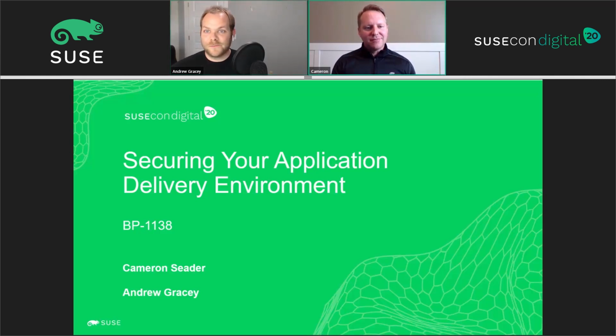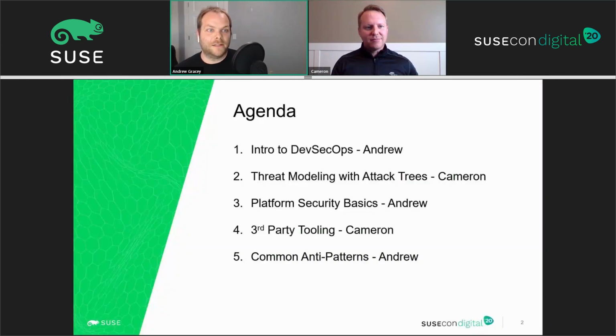So the first thing that we're going to talk about is an intro to DevSecOps, then go through threat modeling and attack trees. Then we're going to talk about some platform security basics, some third-party tooling, and some common ANSI patterns. What you need to know for security is huge and still getting to be known. So we're just going to be scratching the surface and hopefully pointing you in really good directions to continue learning.